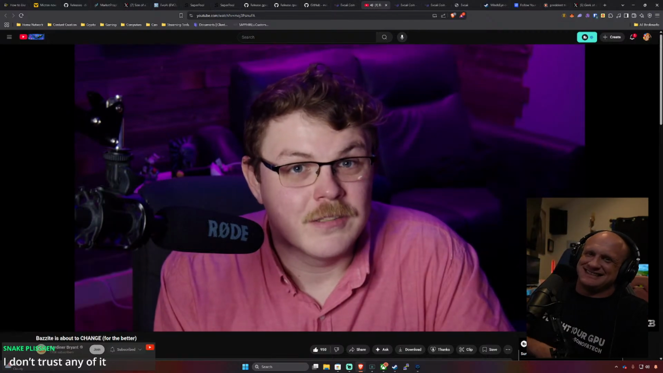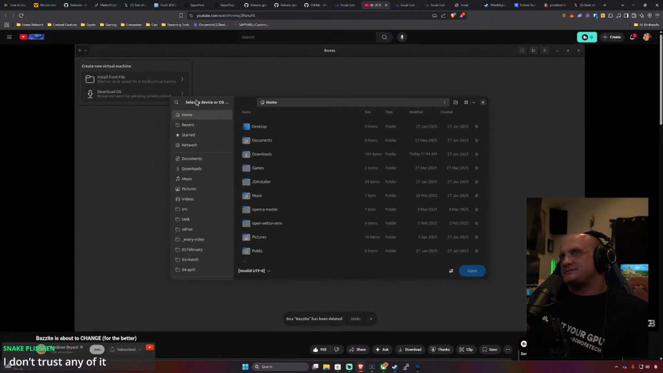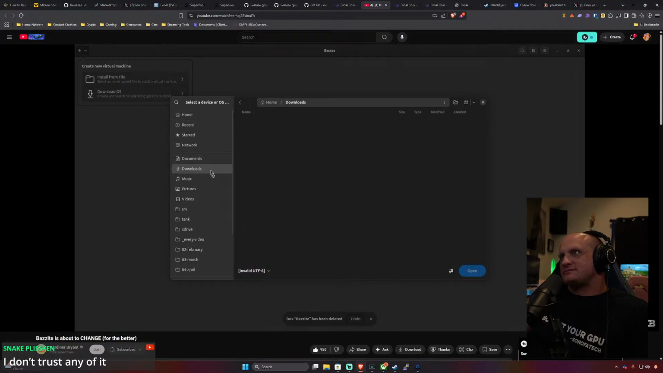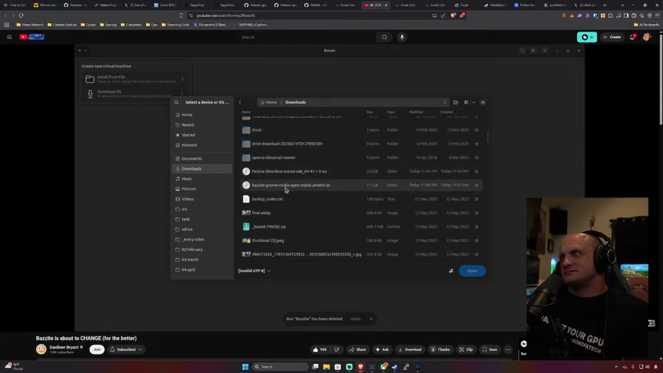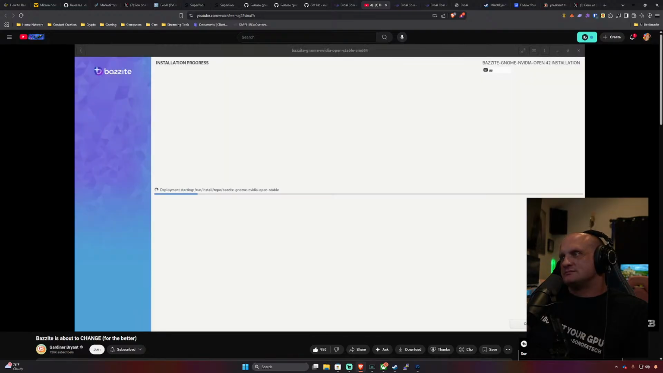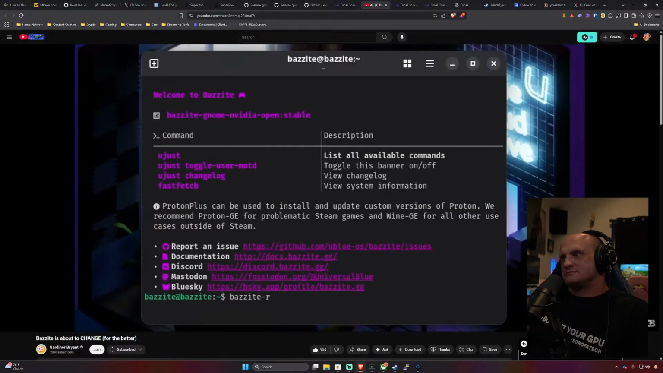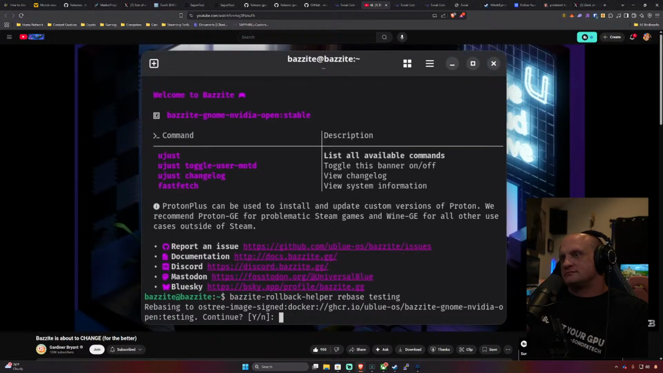Then what I did was I installed Boxes through GNOME Software. When you get Boxes opened up, you can use the plus button in the top right corner and then select the Install from File option. Then I just selected the Bazzite ISO that I downloaded. I ran through the initial setup for Bazzite, and once that was ready to go, I booted up the VM, and then I ran the command ujust rollback-helper rebase testing, and that moves us over to the testing branch.